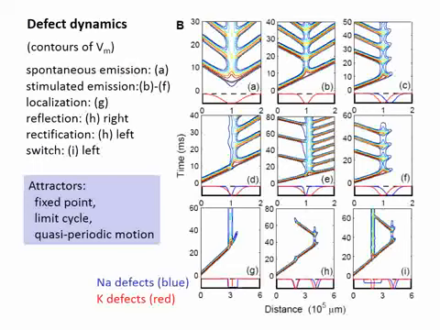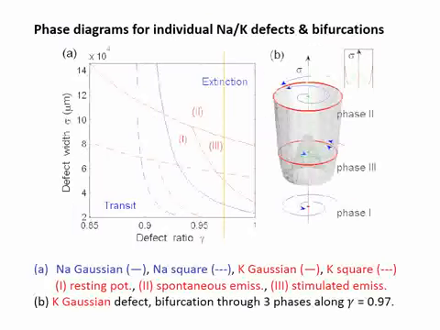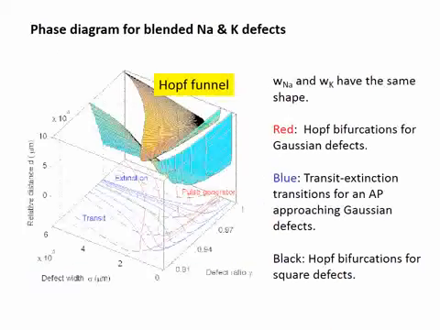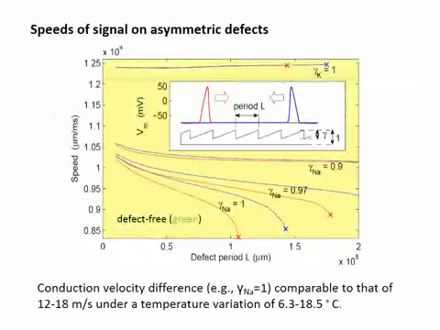These dynamics converge to various long-time behaviors, including fixed point, limit cycle, and quasi-periodic motion. They can be divided into different phases in a phase diagram. Transitions through different phase boundaries correspond to different bifurcations. If we combine the sodium and potassium defects, the phase diagram will become three-dimensional. In this diagram, the orange funnel is the boundary for the Hopf bifurcation.